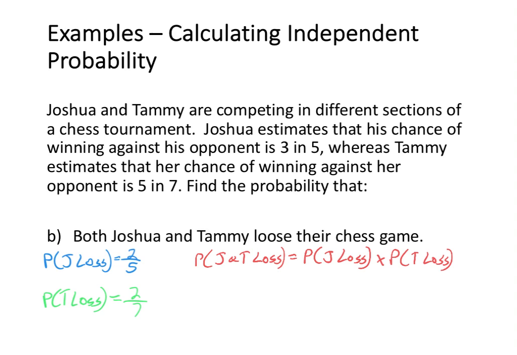So now that we've done our individual calculations, we can calculate the probability of both Josh and Temi losing, and we're going to do that by multiplying the probability that Josh will lose times the probability that Temi will lose. That equals the probability of Josh losing, which is 2 out of 5, times the probability of Temi losing, which is 2 out of 7. Multiplying the fractions together, the probability is going to be 4 out of 35. So the probability that both Josh and Temi lose is 4 out of 35.